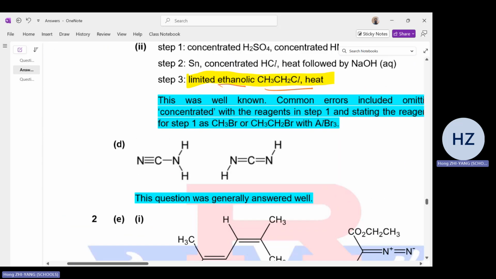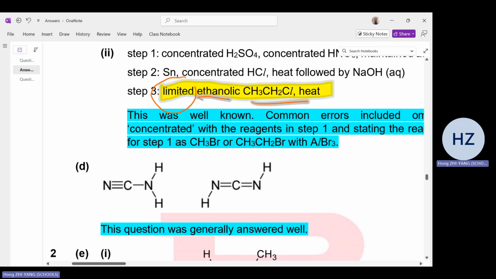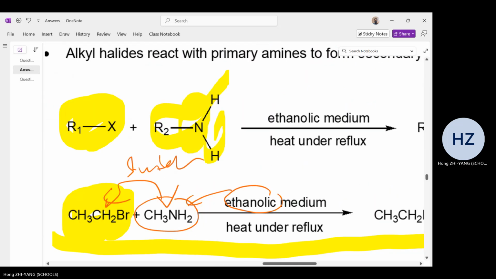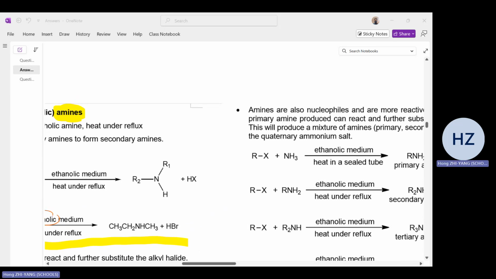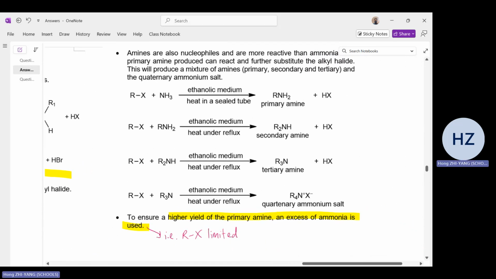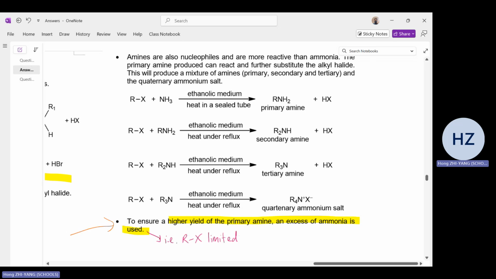Now I'm going to go into the more difficult thing to explain. Limited. Why is it limited? Somewhere before your page 14 is page 13. This is the last line on page 13. It's something like your free radical substitution. If you do limited Cl2, you get one type of outcome. If you get excess Cl2, you get another outcome. This is the same idea. So now you have a choice whether you want to limit the amine or limit the RX.